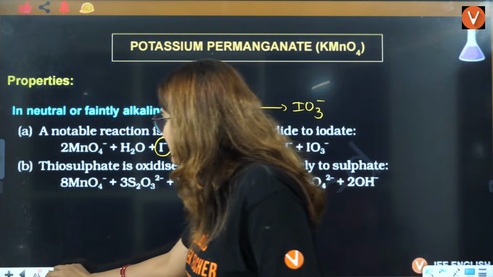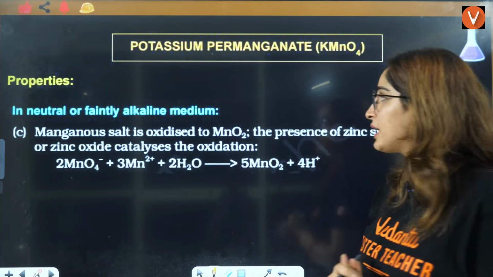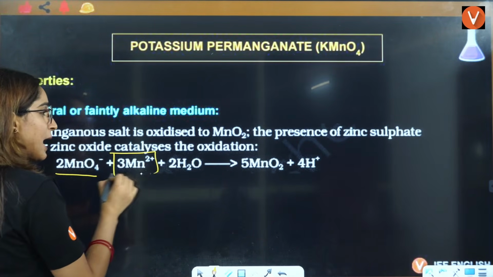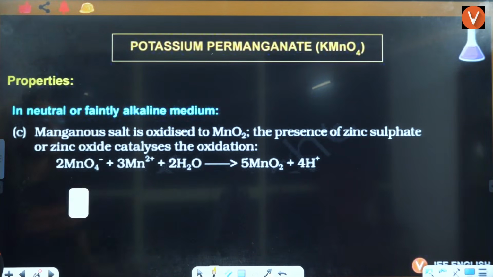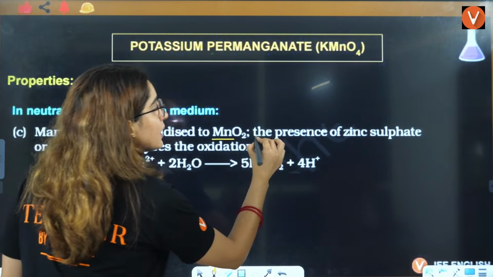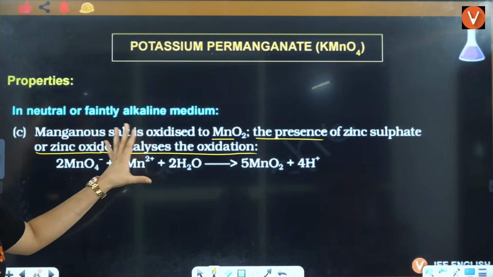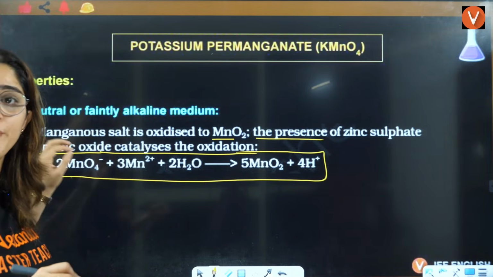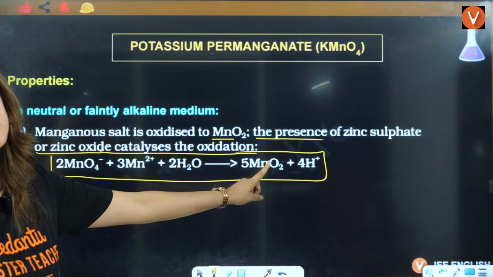Other things are very simple, it is directly oxidized. This is a very, very important question where MnO4 negative is going to convert Mn2 positive to MnO2. That means it is very simple: manganese salt is oxidized to MnO2. The presence of zinc sulfate or zinc oxide catalyzes the oxidation. This is also a very important reaction: how MnO4 negative, the permanganate ion, with Mn2 positive, converts to MnO2.